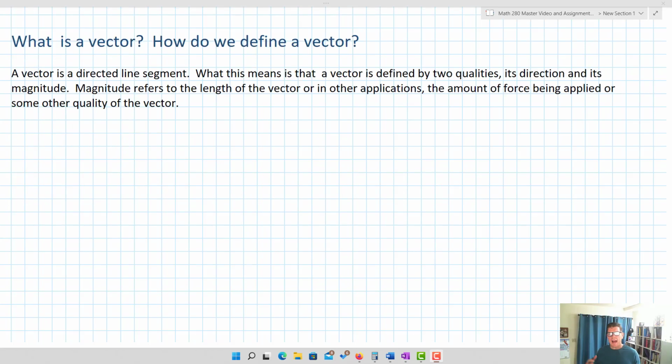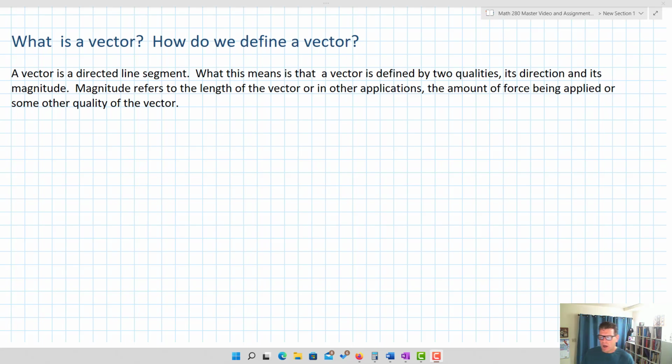All right, so we're going to have this question of what is a vector and how do we define a vector? A vector is a directed line segment. What we mean by that is that a vector is defined by two qualities, its direction and its magnitude. So what is a vector? A directed line segment. How do we define it? It is a direction and a magnitude. And a magnitude refers to the length of the vector in a basic graphing scenario, and in some scenarios length makes sense. But in other applications, it might be the amount of force being applied, a speed, or some other quality of whatever system you're looking at.